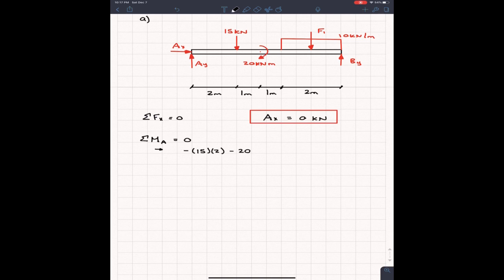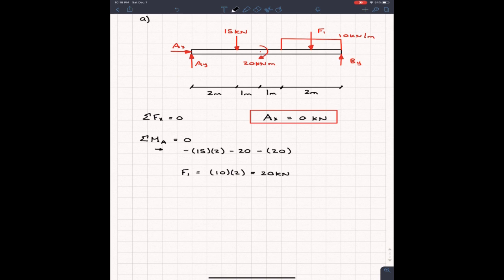And finally, we have the distributed load F1. So we see that F1 is also clockwise, so it's going to be negative. And then we need to find the value of F1. So just down here real quick, F1 is equal to, and all it is going to be is the area of that distributed load. So we know it's going to be 10 kilonewtons per meter, and that's the height of it, multiplied by the length, which is 2. So we know that F1 is equal to 20 kilonewtons. And we're going to put that up in here, so minus 20.